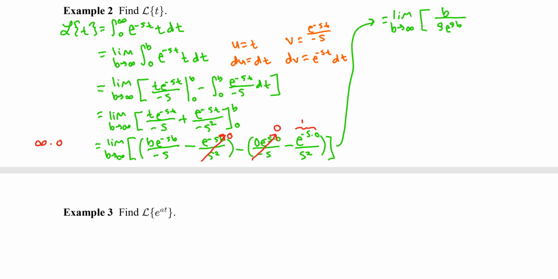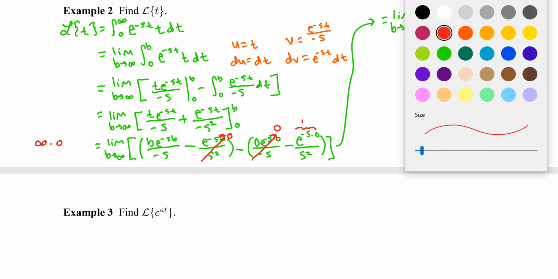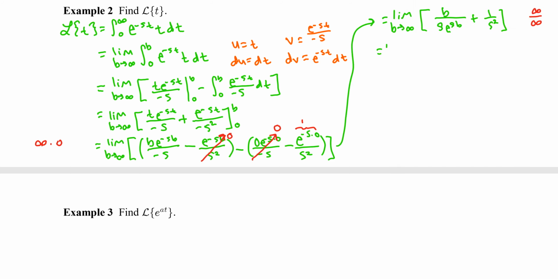Notice now we have the form infinity over infinity. That's our green light for L'Hopital's rule. Okay, and remember, these two terms over here went to 0, and we have minus a negative 1 over s squared or plus 1 over s squared. Okay, now make the observation once again right here. The form that we have is infinity over infinity. Thus, we have the green light for L'Hopital's rule.